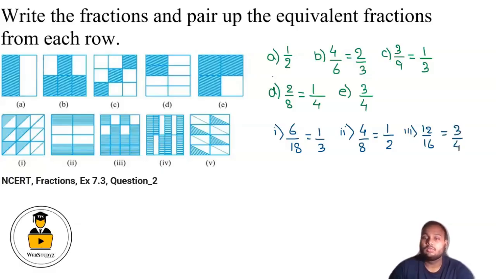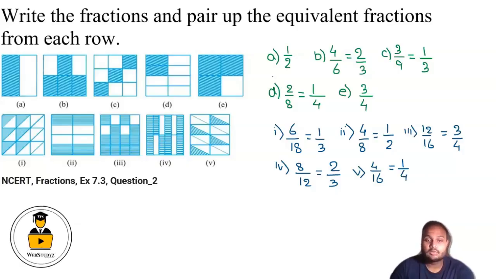Fine. Now for the fourth one, we have 12 parts only, and out of these 12 parts, 8 are shaded. So 8 by 12, in the simplest form is 2 by 3. Fine. Now the fifth one. In the fifth one, we have a total of 16 parts, out of which 4 are shaded. So 4 by 16, which is equal to 1 by 4. So from here we have to make the pairs of equivalent fractions.